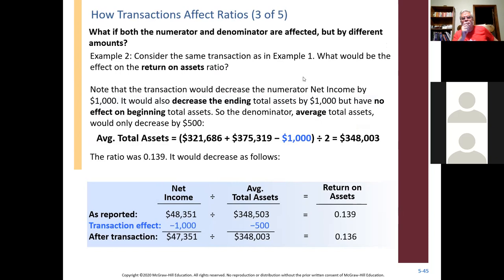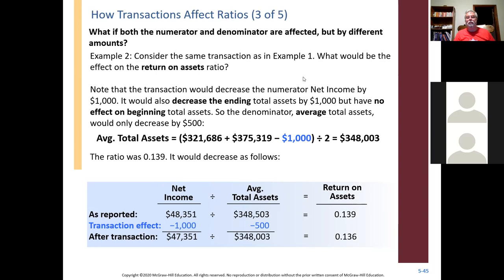Now, when we look at this, how would this R&D expenditure affect the return on assets? Well, we know that the expenditure affects income in the form of research and development, and it affects assets when it comes to cash. But notice that when it comes to assets, we're doing an average. So we're not looking at the entire $1,000 for the cash disbursement, we're looking at an average. Because as you can see, the $1,000 expenditure affects the ending balance, not the beginning balance. So as a result, by averaging, the transaction effect under assets is only $500. Zero plus 1,000 divided by 2 gives us 500.